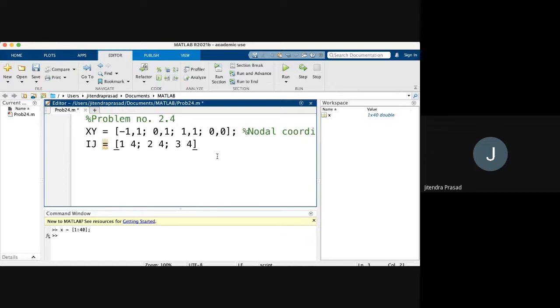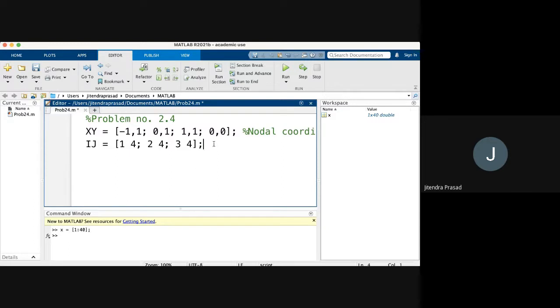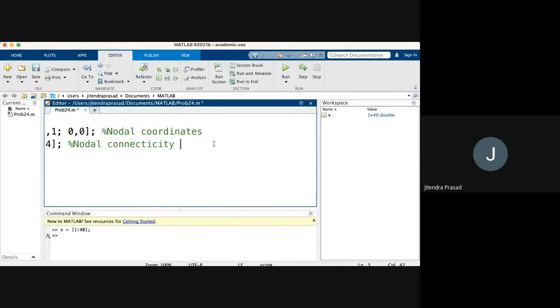So this gives us an idea about the geometry of the problem. And you can find out the number of nodes, n. First let's comment it here. This one is what we call the nodal connectivity matrix.